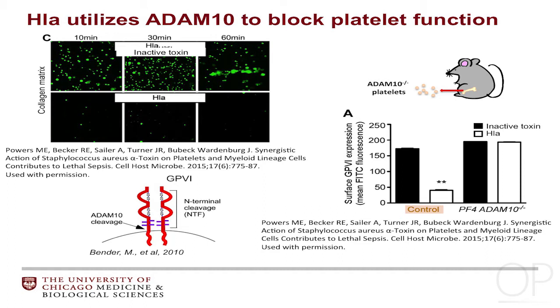However, on treatment with the active form of the toxin, there's a rapid loss of glycoprotein 6 expression. And when we eliminate the expression of ADAM10 from these platelets in the conditional knockout animals, you see that even in the presence of the toxin, glycoprotein 6 expression is nicely preserved. And this suggested to us that even when exposed to the toxin, these platelets in the ADAM10 deficient animal should still be able to function normally as a host protective mechanism to respond to endothelial injury.